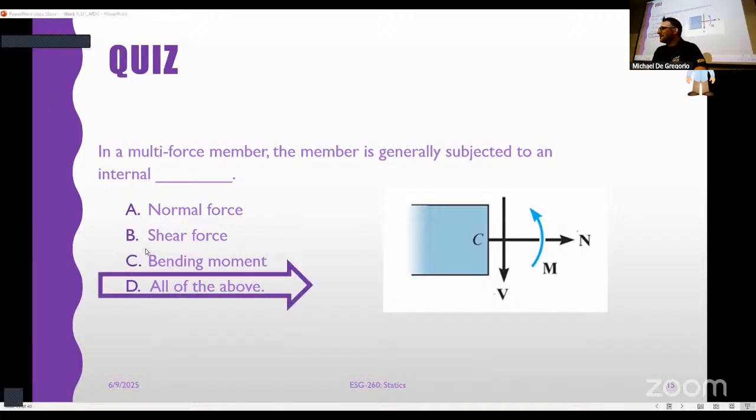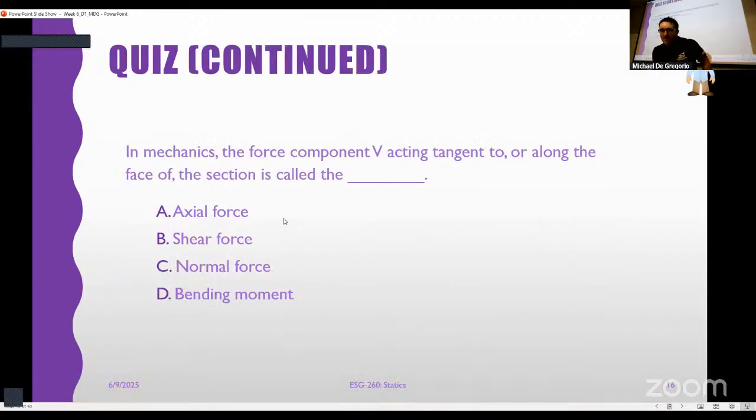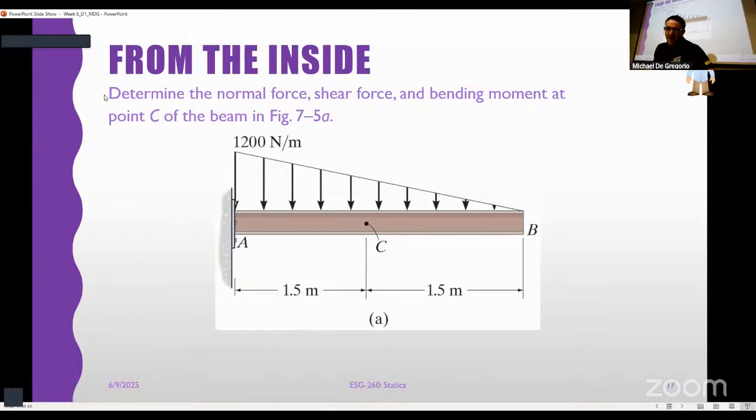It's D. It's all of the above. Good job. So yeah, it has all the things. One more here. The component V acting tangent to or along the face of the section is called axial, shear, normal, or bending moment. And it's B, shear force. Great. All right. So let's look at this problem.